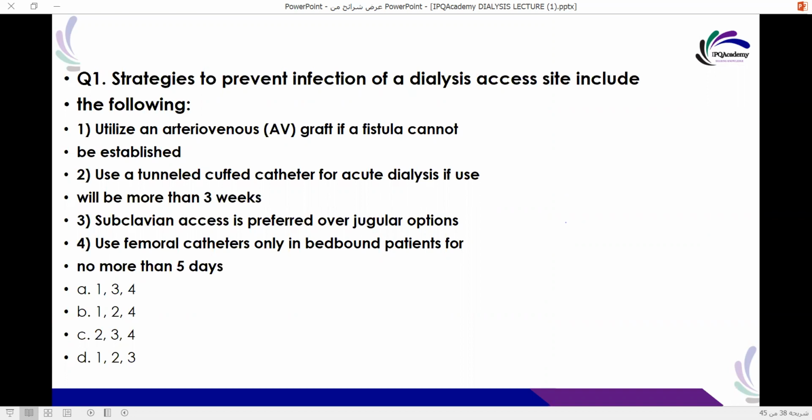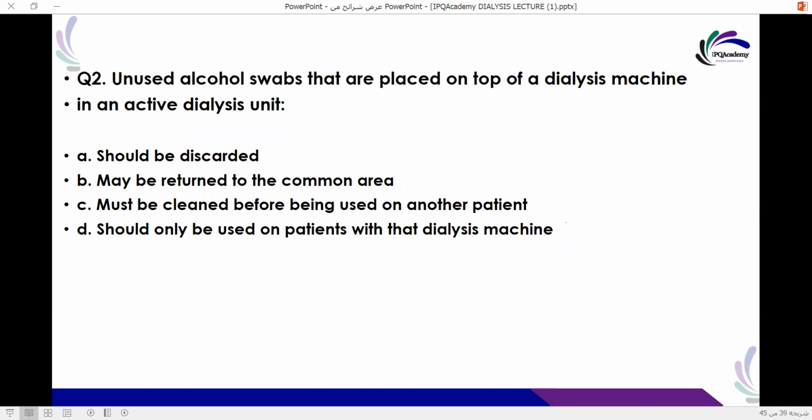This is true. Use a tunneled cuffed catheter for acute dialysis if used maybe more than 3 weeks. This is also true. Subclavian access is preferred over jugular option. It's not true. As we said, the jugular, especially the right jugular one, is the preferred for hemodialysis. Number 4, use the femoral catheter only in bed-bound patients for no more than 5 days. Number 4 is also true. So we will exclude option number 3. So our answer will be B.